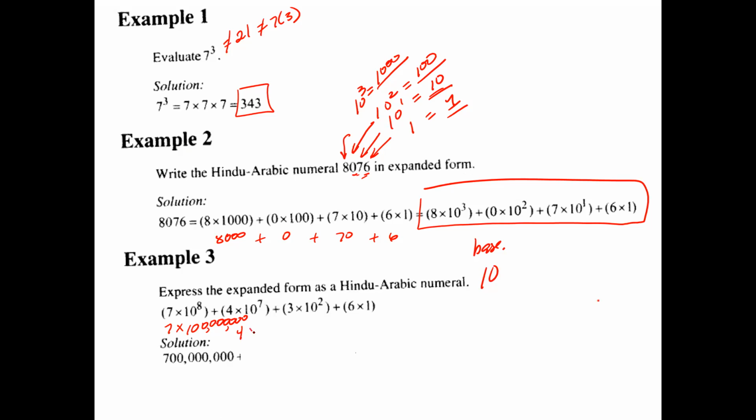Then 4 times 10 to the 1, 2, 3, 4, 5, 6, 7. And then 3 times 100, which is 300. And then 6. Once you add everything together with your calculator, your grand total is 740 million and 306.